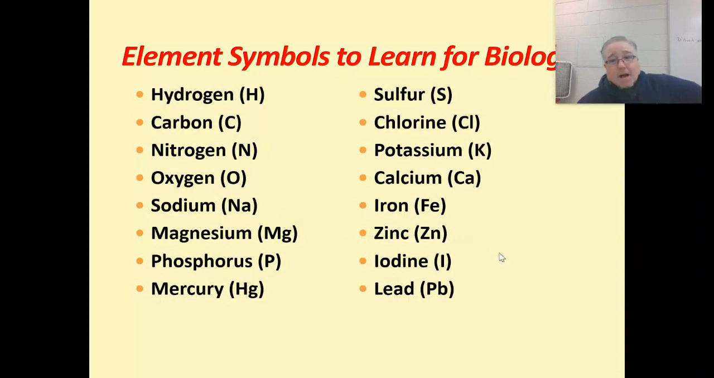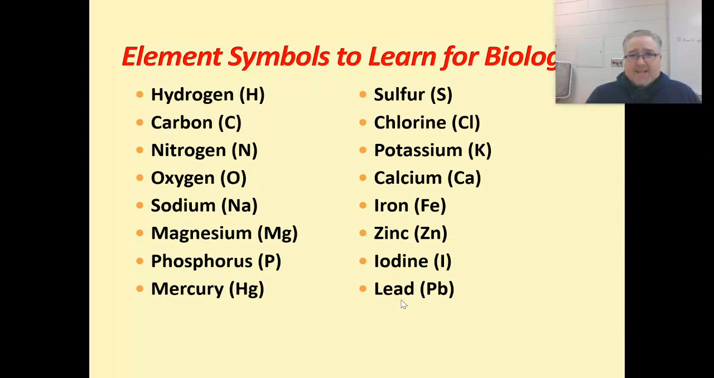But I did add a couple of them to the list just because I think that these are good biology elements to know. We'll talk about iron, for example, and zinc, and mercury this year in class a little bit. So I want you to be familiar with those. But these are the only ones that you really have to know. So make sure you know the symbols. Make sure you know the term.